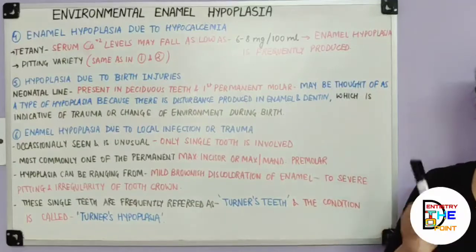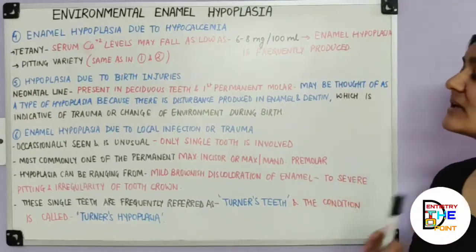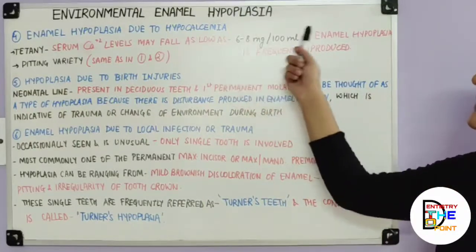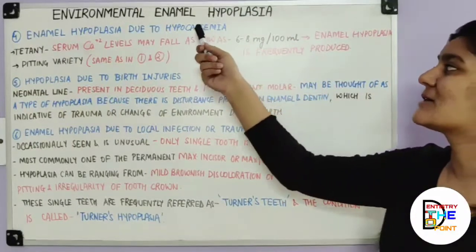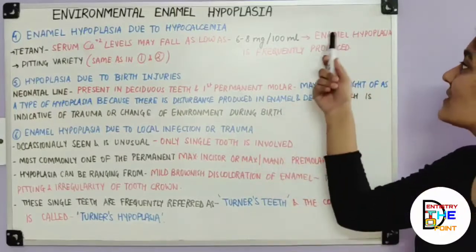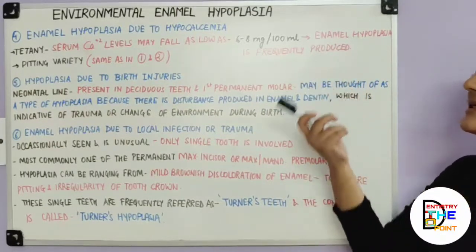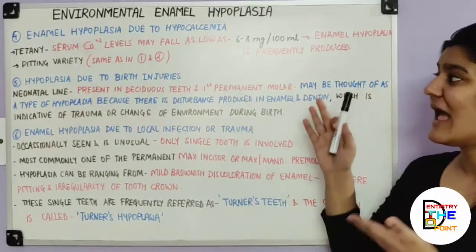So tetany is a condition where there is hypocalcemia, that is decreased calcium levels in the serum. So when there is a condition of hypocalcemia, enamel hypoplasia is frequently produced in the developing teeth at that time.